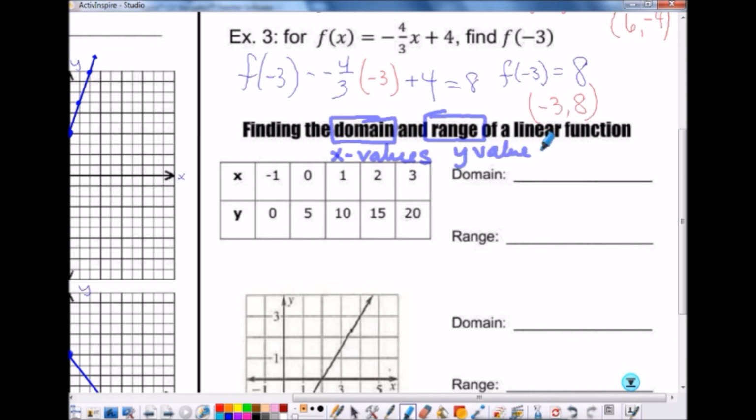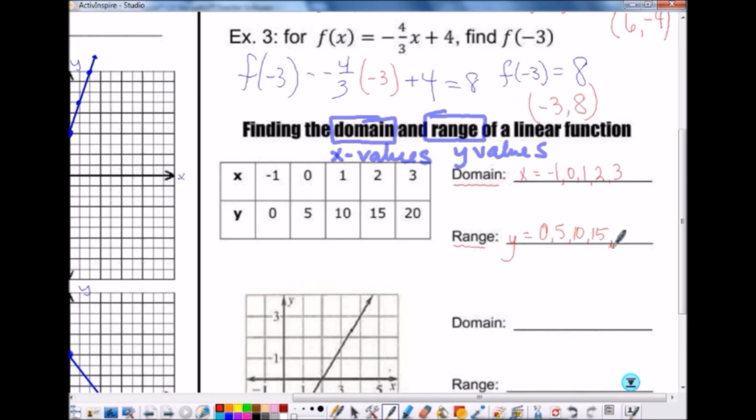All right, so let's look at example 1. Can you write down all the domain values? I'll start you off. It will be x equals, and then you're going to list all the x values. All right, so did you put -1, 0, 1, 2, 3? What about the range? Range are your y values. So you're going to start out listing all of your y values.